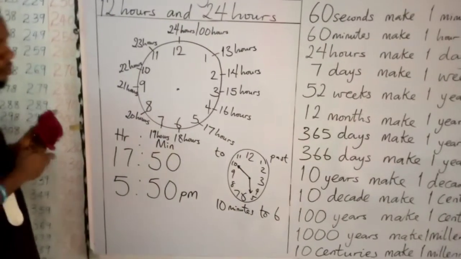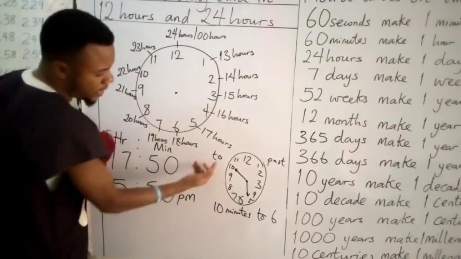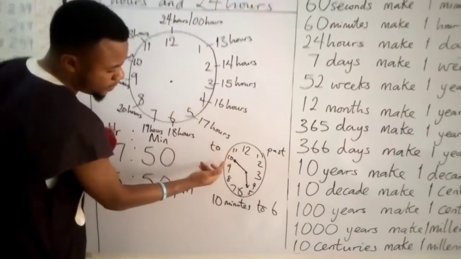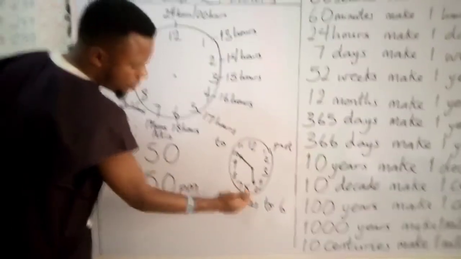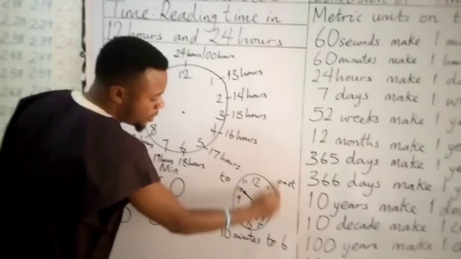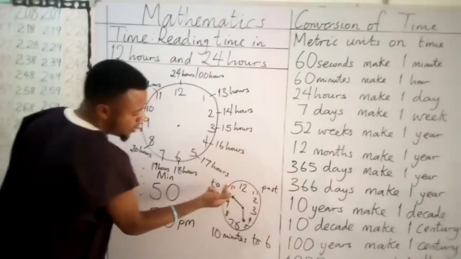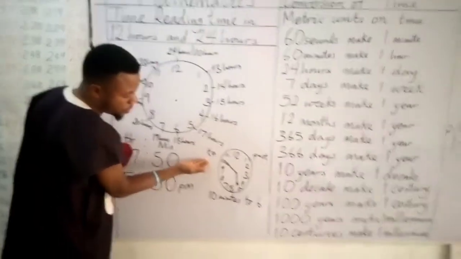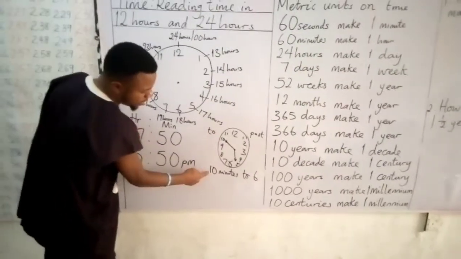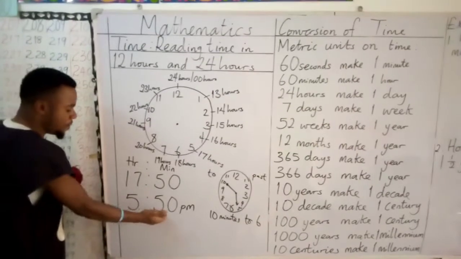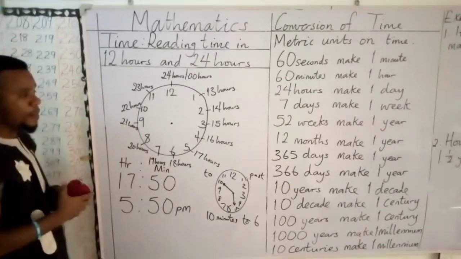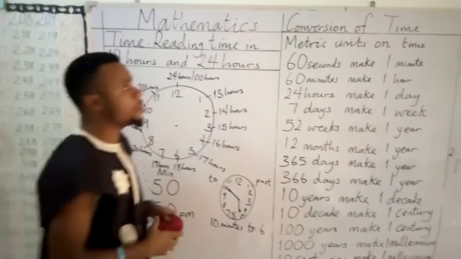In analog, it is written as what? 10, this is your 5, 10, 15, 20, 25, 30. So in analog, we count 5 to 30 from the "past", 5 to 30 from the what? "To". So 10 minutes to 6, because it's already 50 minutes past 5.